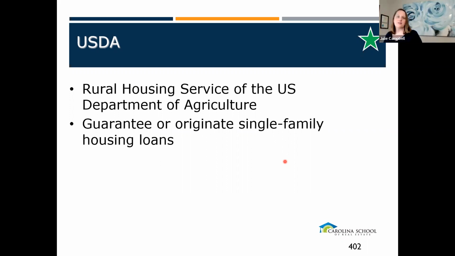You are not going to get a USDA loan in downtown. You got to go to a rural area. And it's not just farm loans, agricultural loans. They do provide loans for low to moderate income families in rural areas. So agricultural, farm loans, and also low to moderate income families in rural areas.